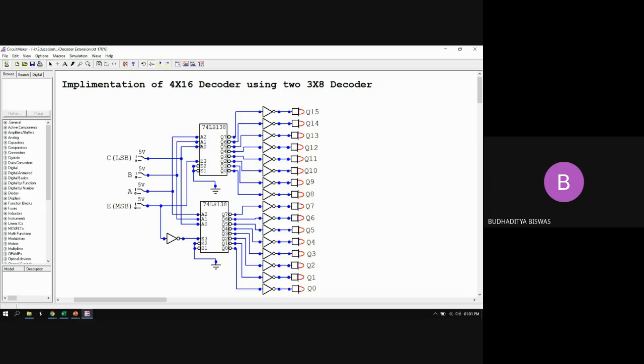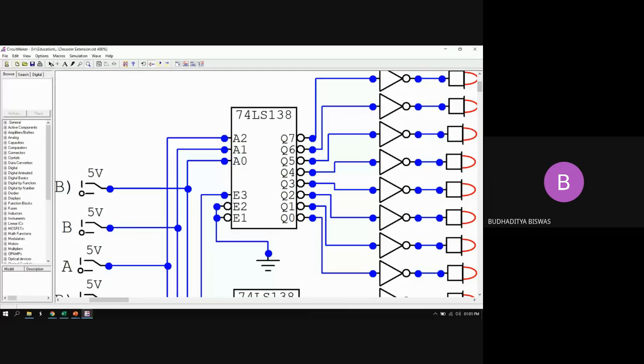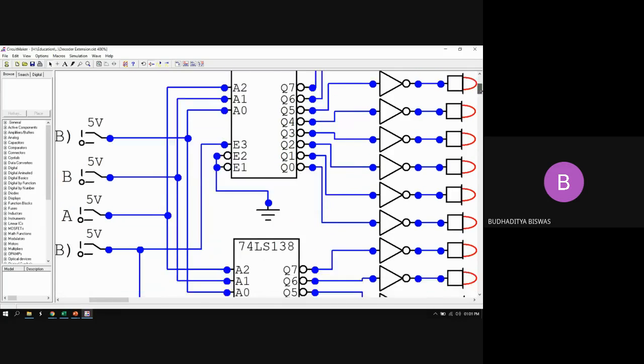Here the 3 inputs are A0, A1, A2. Are you able to see this? Okay, 1 minute. So this A0, A1, A2, these are the 3 inputs of the decoder. And as 3 inputs are there, there should be 8 outputs. The 8 outputs are Q0, Q1 up to Q7. So total 8 outputs are there. These 3 are the inputs. And here you see 3 enable inputs are there, E1, E2, E3. So there are total 3 enable inputs.